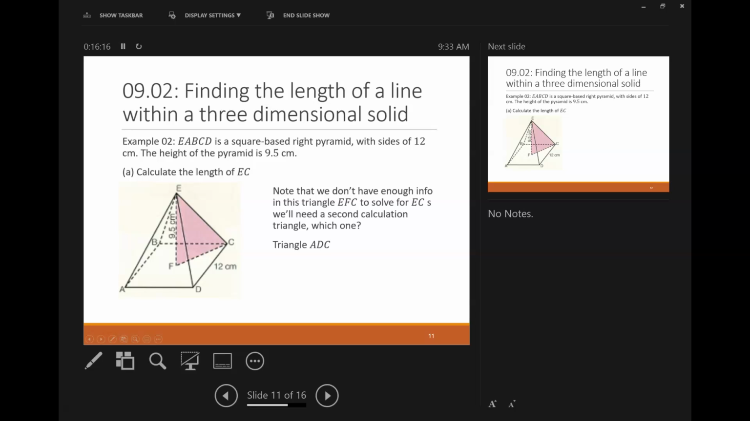Is that okay with everybody? Notice that FC is not actually a side length of this second calculation triangle. How am I going to get FC from this? Can I just take AC and divide by 2? Why is it okay to do that? Because this is a square pyramid. If this was not a square pyramid, that might not necessarily be at the intersection of the diagonals there.